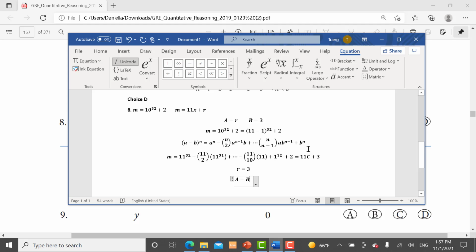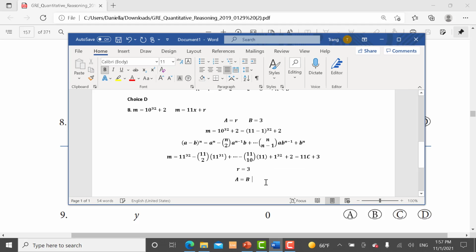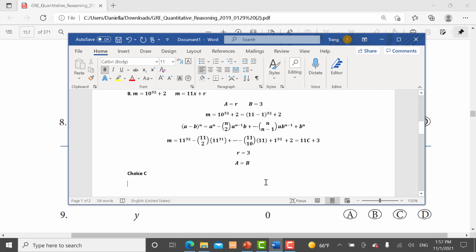C here is just C, just like it should mean 11 times something, and c here is of course an integer, and we got 3 is the remainder. So we have shown that when m is divided by 11, the remainder is 3, which means r is equal to 3. So a and b are equal. So for question A, we go for choice C. Now we go to question number 9.